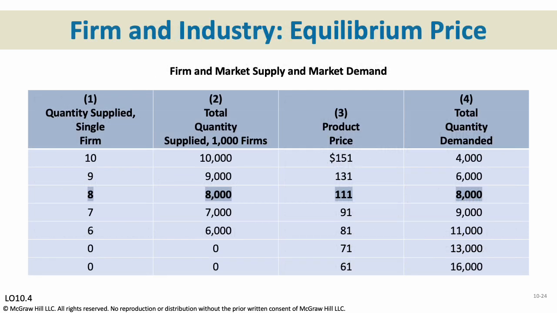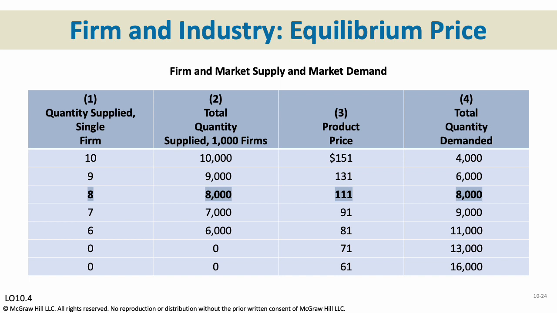So if we look here, if our product is priced at $111 for instance, or $131 or $151, let's take a look. Equilibrium price in a market is where everything being supplied is being demanded. That's what we mean by market equilibrium.